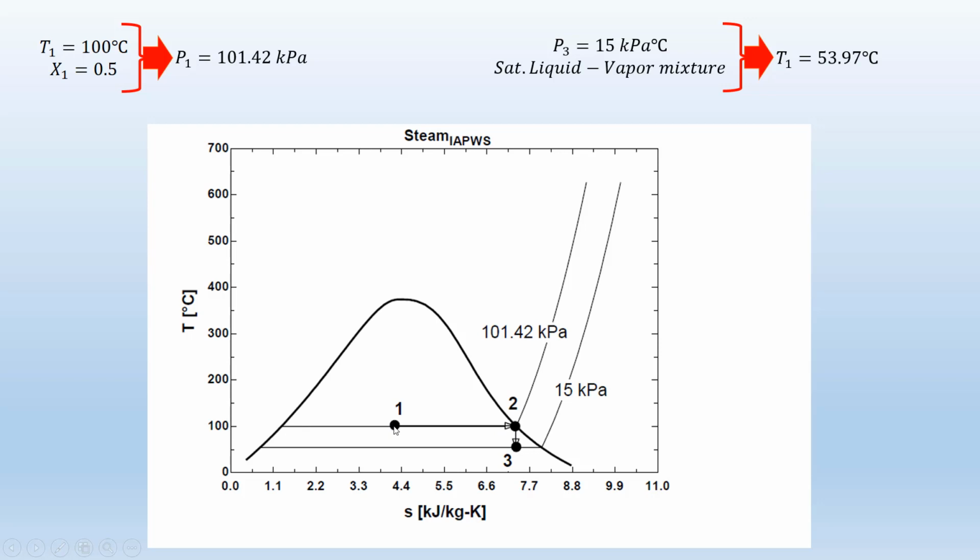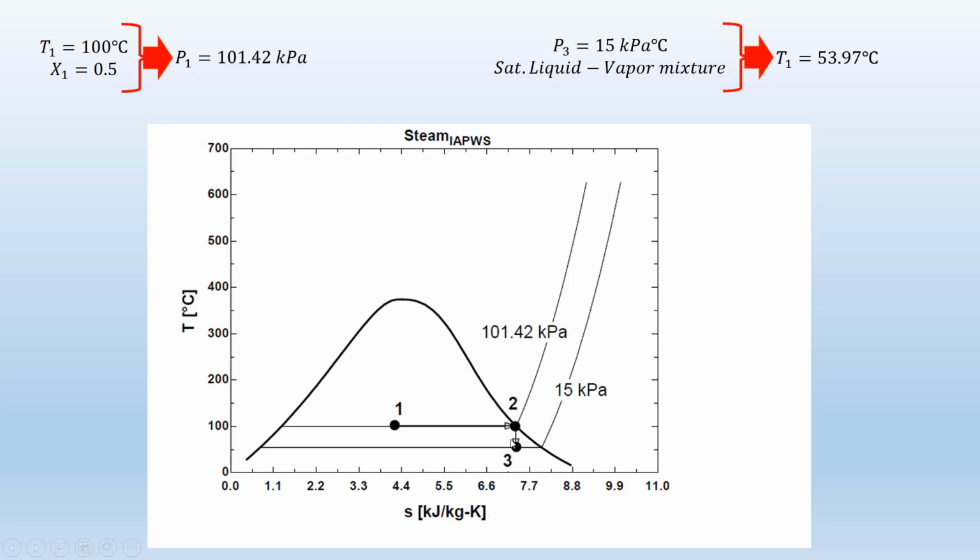Now for the first process at constant temperature and pressure, we move to state 2. We know that state 2 has a quality of 1, or this is a saturated vapor. So point 2 is exactly on the saturated vapor line. So we move at constant temperature and reach this point 2. And then from point 2 to 3, we know that this is an isentropic process. Isentropic processes are constant entropy processes.